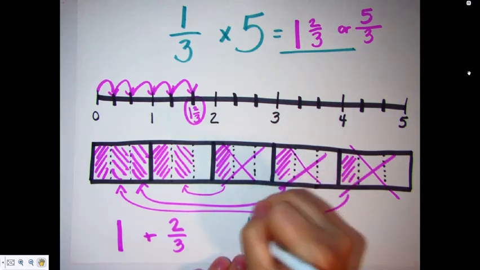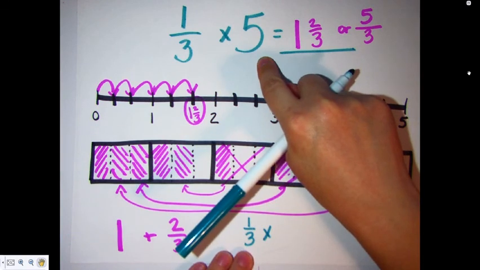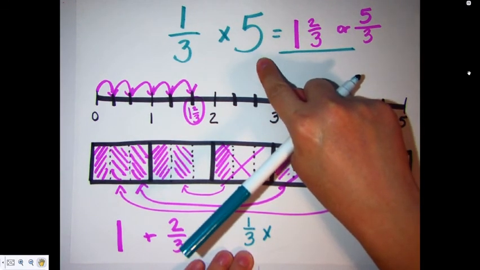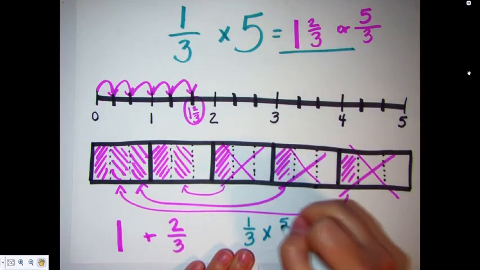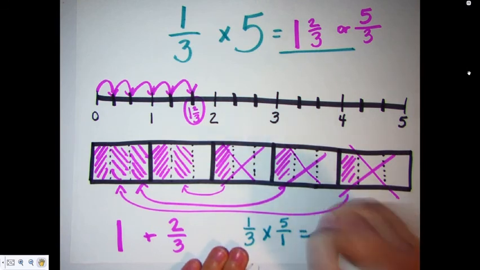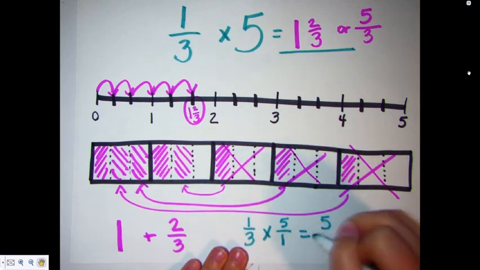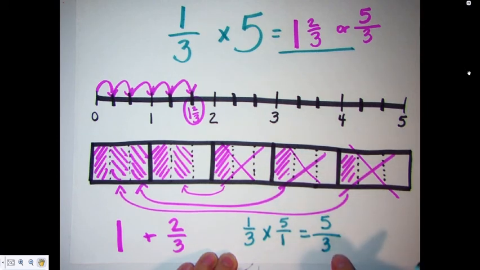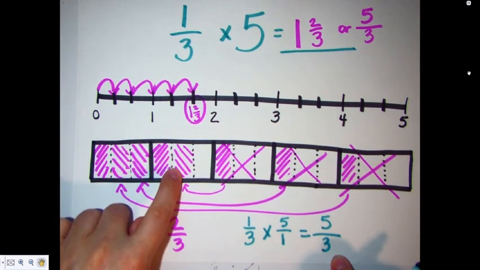So I have 1/3 times 5. But just like we talked about on the last example, I can't multiply a whole number in this case. I have to turn it into a fraction. So I can put 5 over 1 or 5 wholes, and I can multiply straight across. 1 times 5 is 5. 3 times 1 is 3. So 5/3. 1, 2, 3, 4, 5/3.